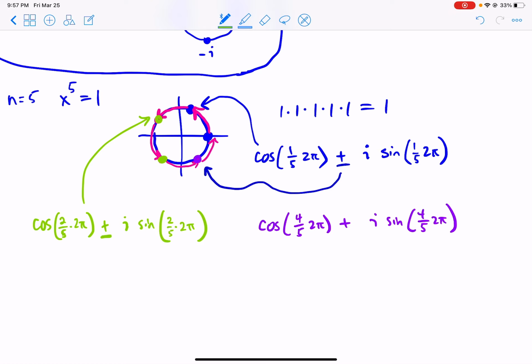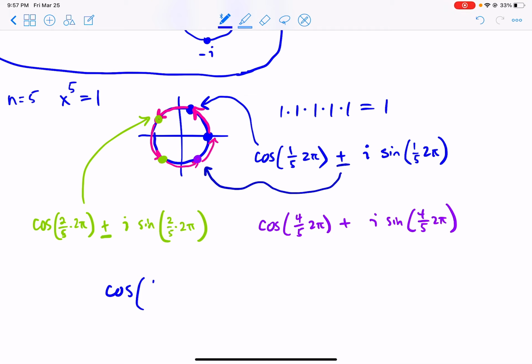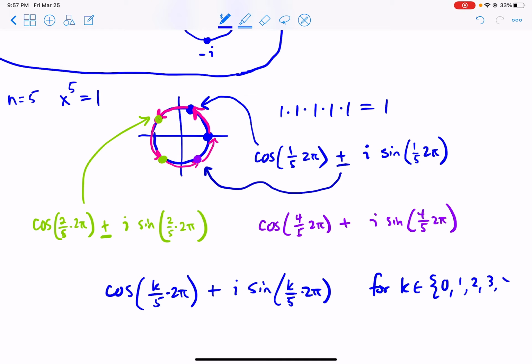And so those are the 5 solutions. Here's another way to write it: cosine of k/5 of 2 pi plus i sine of k/5 of 2 pi for k in 0, 1, 2, 3, 4, 5. Or we could take k in 1, 2, 3, 4, 5, 6, because the 6 and the 0 are going to give us the same number.